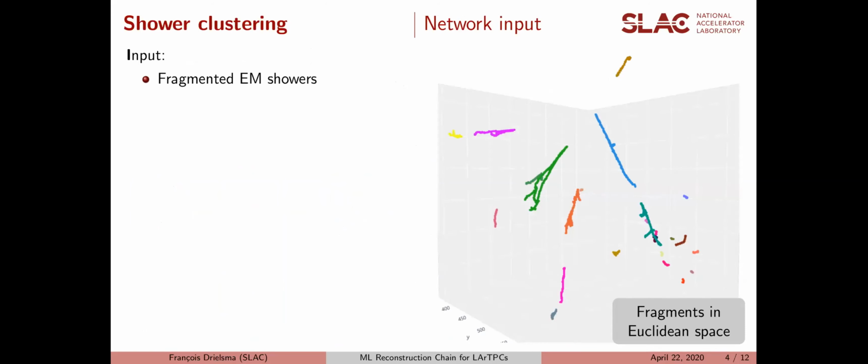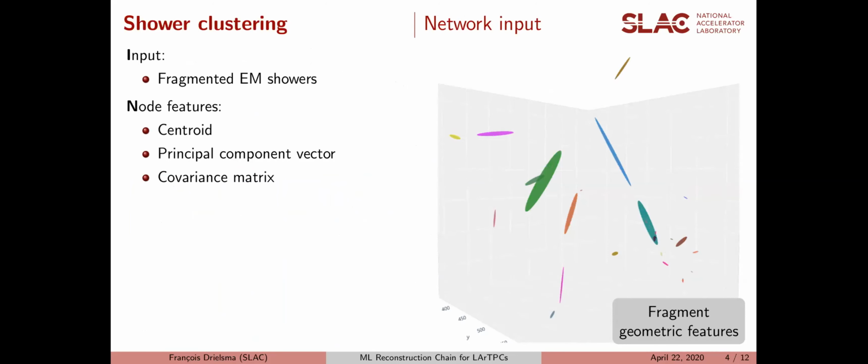So just to give you a little bit more detail about what we're actually looking at, this is the output of a previous reconstruction chain. We've got different shower fragments in our detector. And what we do first is to extract simple features about each of these fragments. And one way to do this is just to extract geometrical features. So we take the centroid of the different fragments. We take the principal component vector, which is essentially the orientation of these ellipses that are represented on the right picture. And we take the covariance matrix, which represents the spread of these different fragments in space.